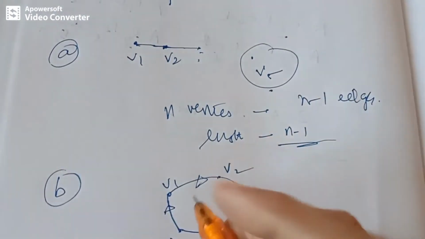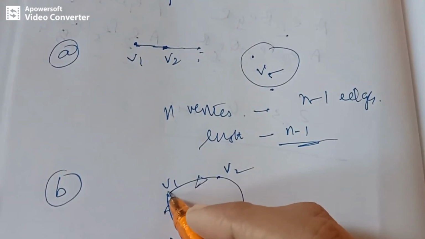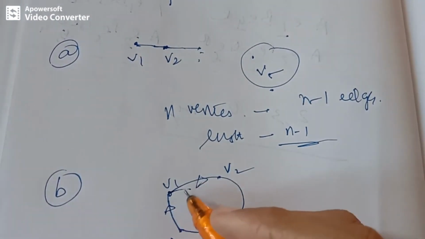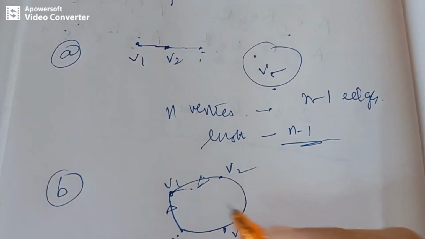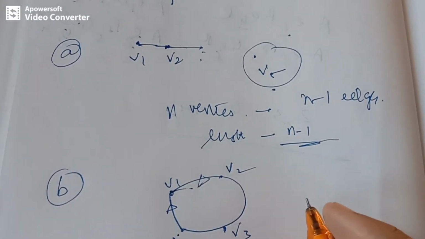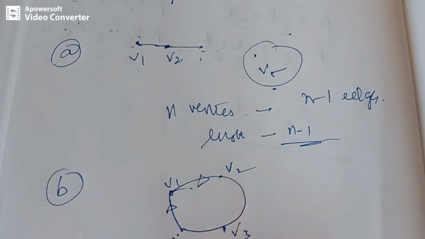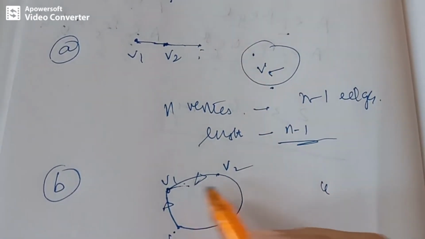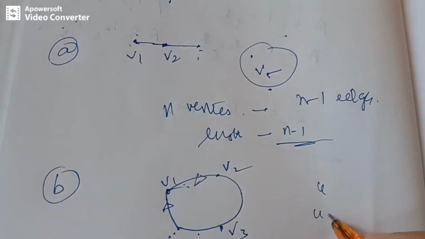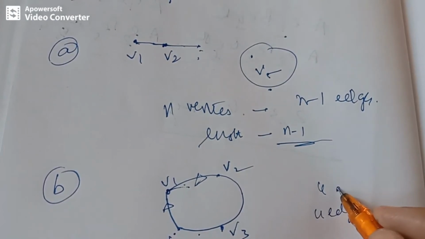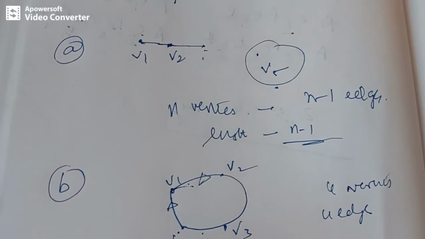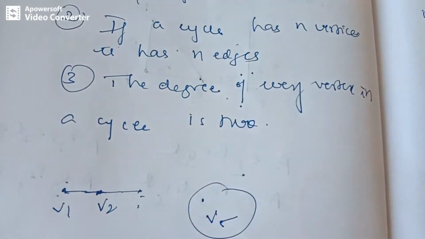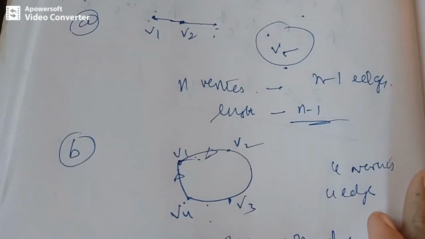Obviously we know that every vertex is followed by one edge, including the last vertex also, it is followed by one edge in a cycle. Therefore, if the cycle has got n vertices, you can observe how many vertices are there? 4 vertices. How many edges? 1, 2, 3, 4. 4 edges. So if the cycle has got n vertices, obviously there will be n edges in a cycle. That is what we have to prove. If a cycle has got n vertices, it has got n edges.